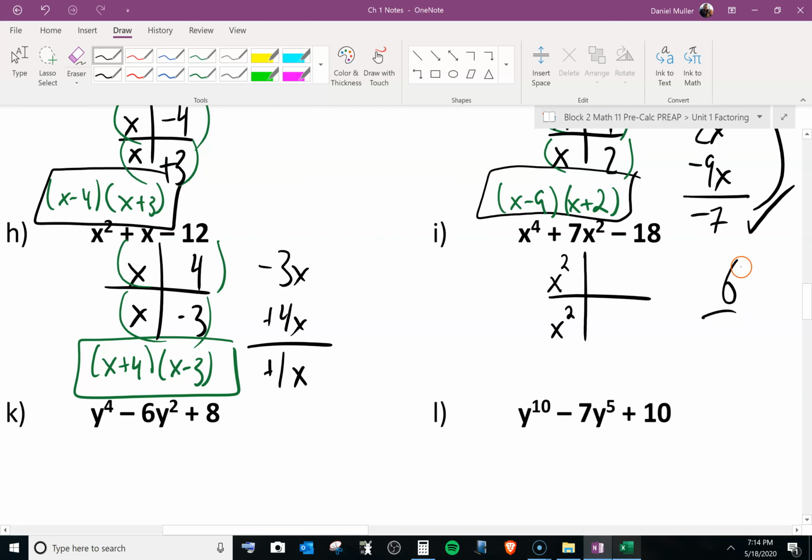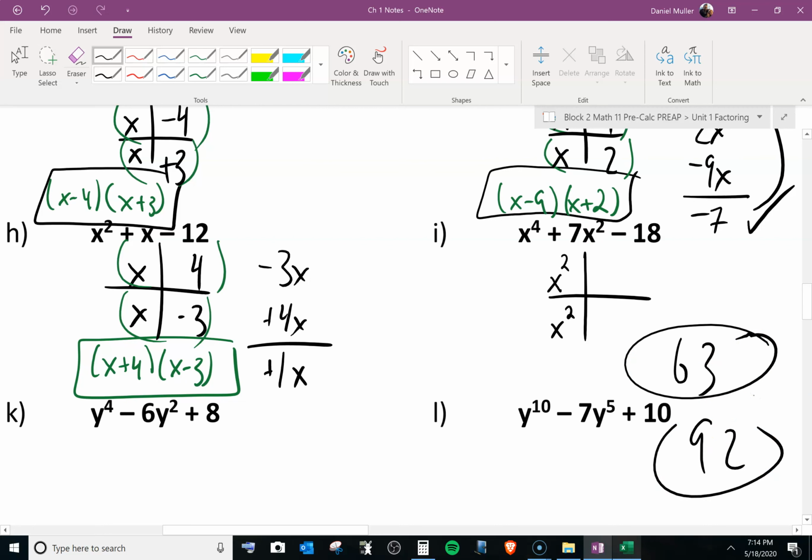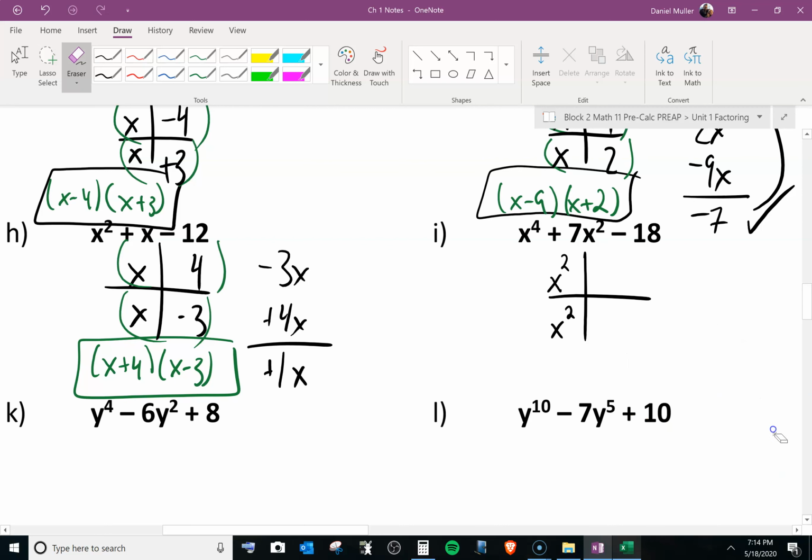6 and 3. So if you wrote down 6 and 3 and you wrote down 9 and 2, is there any way to get 7? Can you add or subtract 6 and 3 to get 7? Nope. Can you add or subtract 9 and 2 to get 7? Yep. So that's how I'm going to choose 9 and 2. I have to make one of them negative. So I'll make that one negative.